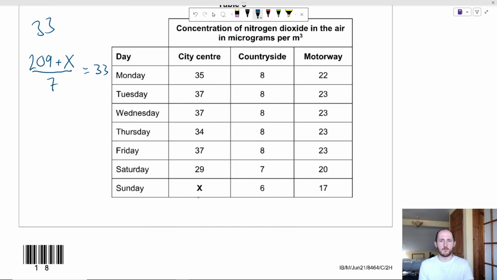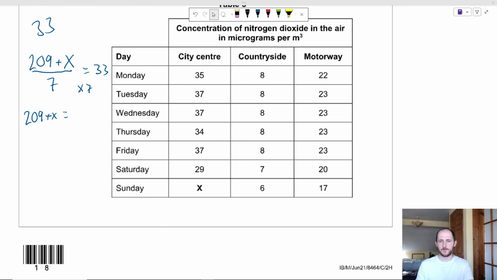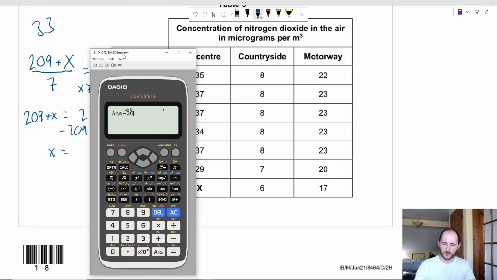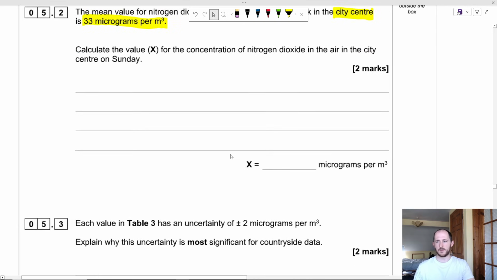So now it's just simple maths, right? Well, not simple, but it's maths. Times both sides by 7, you get 209 plus X is equal to 33 times 7. So 33 multiplied by 7 is 231. Then minus 209 from both sides, and you get X is equal to 231 minus 209, which gives us an answer of 22, and that is the correct answer. Okay, so again, a little bit of maths, but hopefully not too bad.